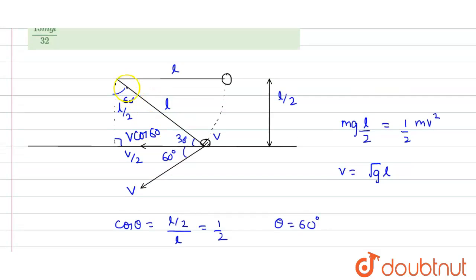Now what will happen? From now onward, the string will become loose, so it would not remain tight. It would be following a path like this, with the horizontal velocity equal to v divided by 2.